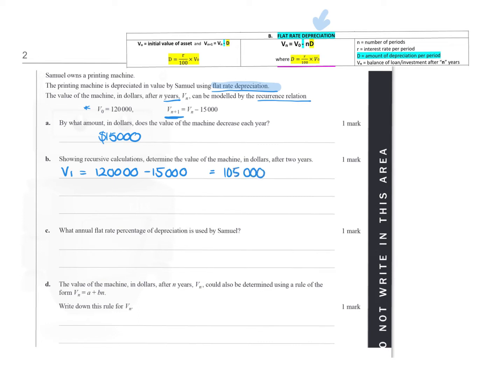Okay, so you've got to write it like that, and then you've got to show that V2 would be minus another 15,000, which is 90. So that's me showing recursively, step by step, how you get that.